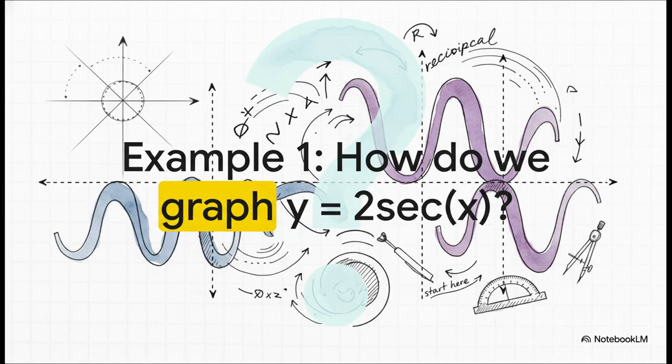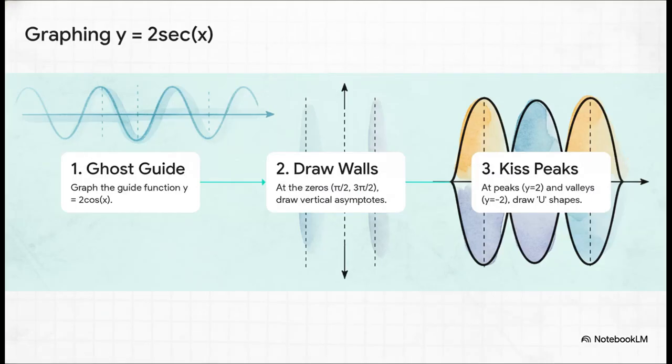Well, what's the first step? We got to find its reciprocal partner, right? All right, let's do this. Step 1, ghost the guide. The partner of 2 secant x is 2 cosine x. So we sketch a nice cosine wave that goes up to 2 and down to -2. Easy. Step 2, draw the walls.